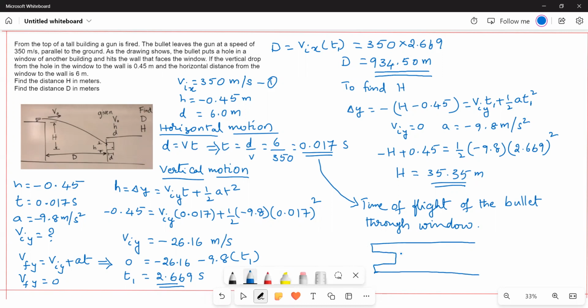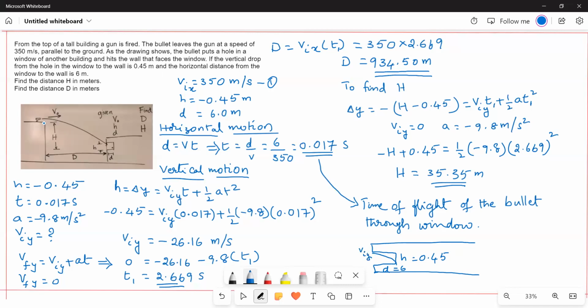This is the height h and this is the displacement d. This is equal to 6 and this is equal to 0.45, given to us. And then the bullet comes like this and then falls like this. So here we have to find out with what velocity it is coming. So Viy we have to find out here.